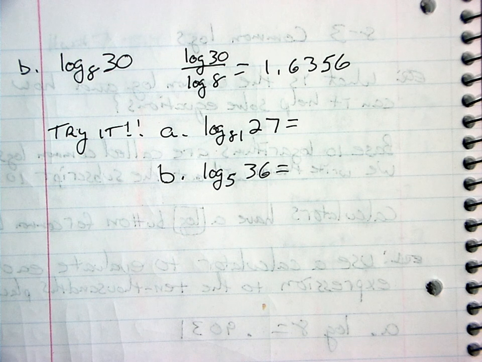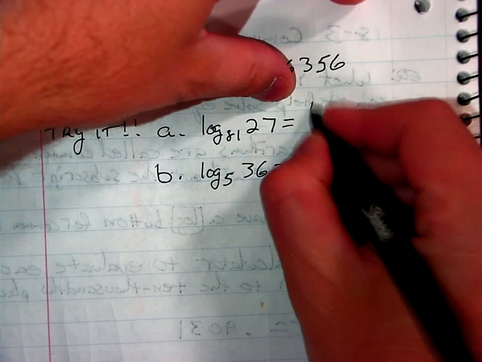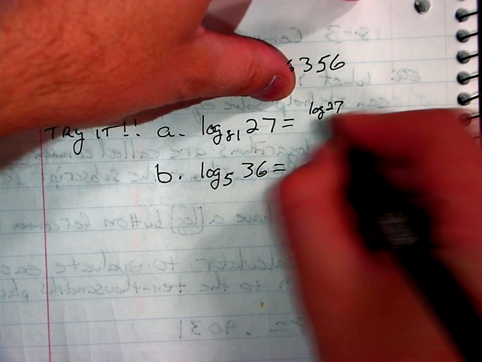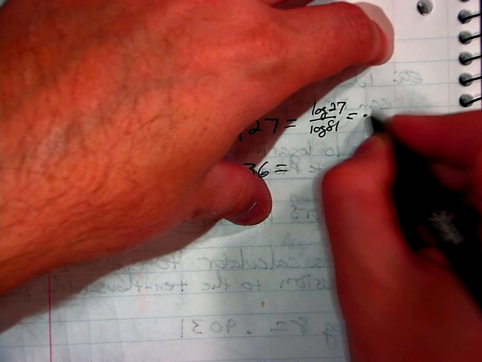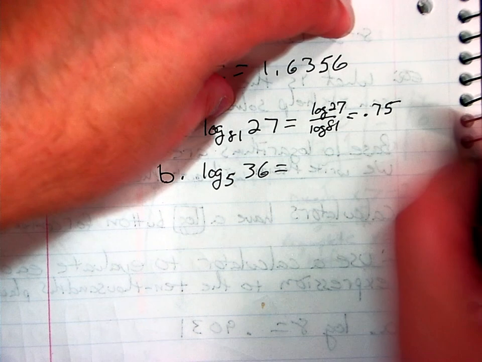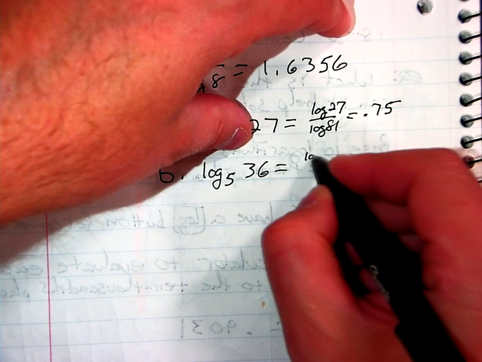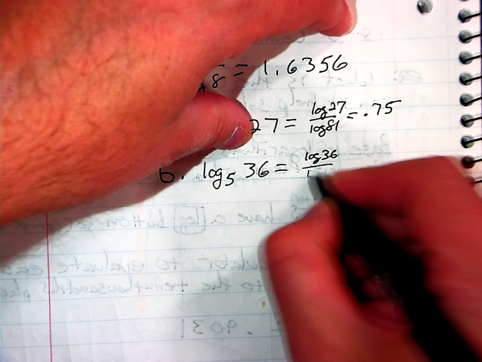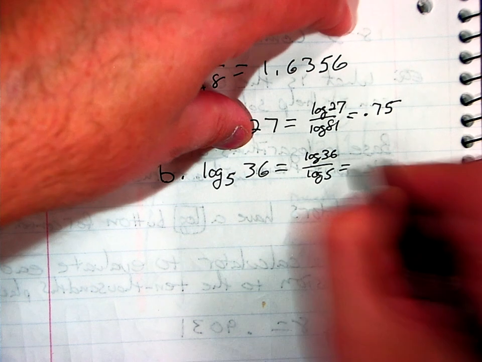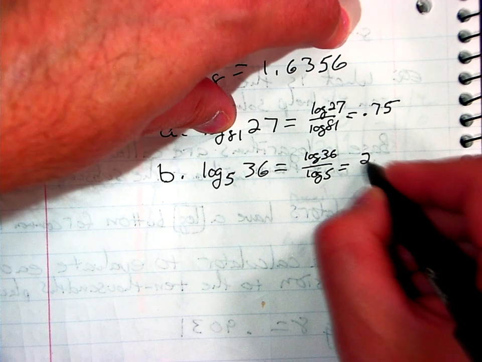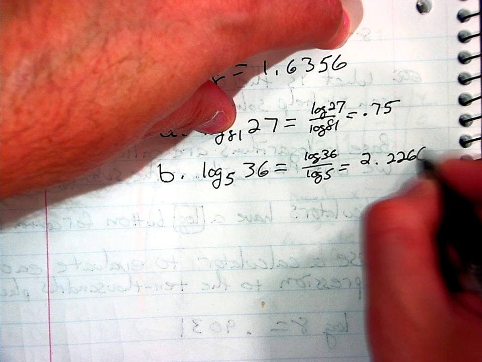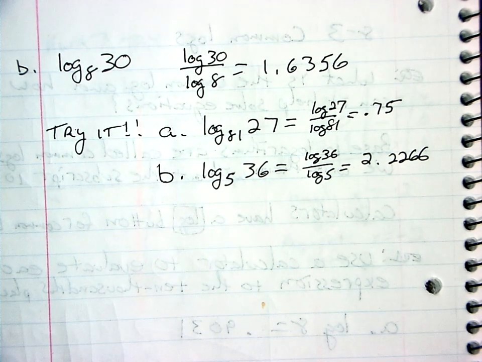So for the first one, you should have done log 27 divided by log 81, and hopefully you got 0.75. On the second one, you should have done log 36 divided by log 5, and you should have got 2.2266. All right, we're halfway done with today's lesson.